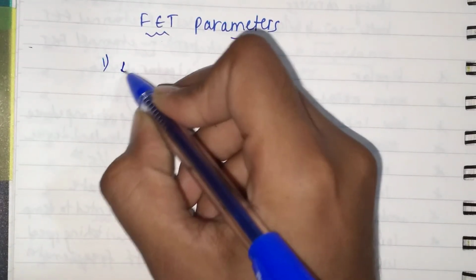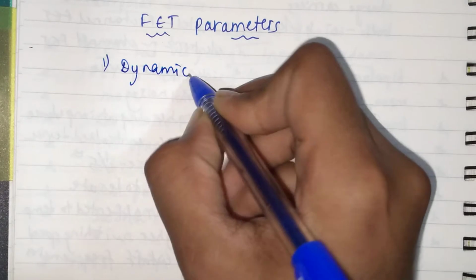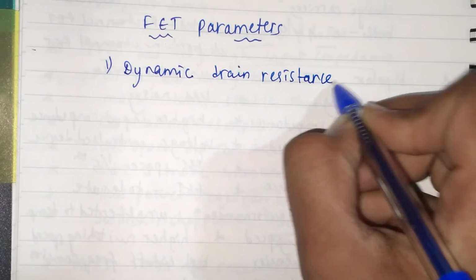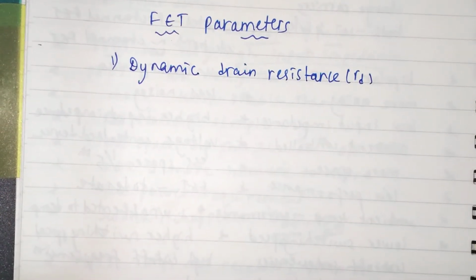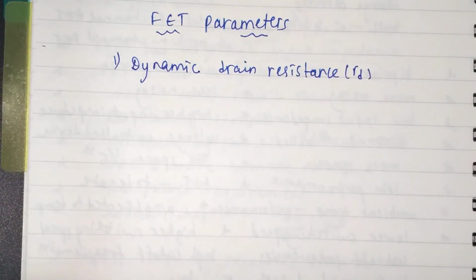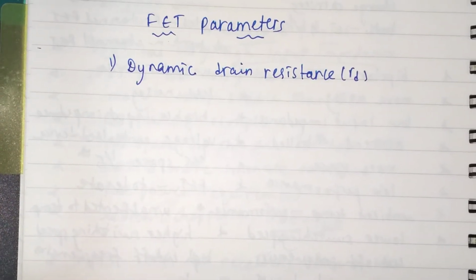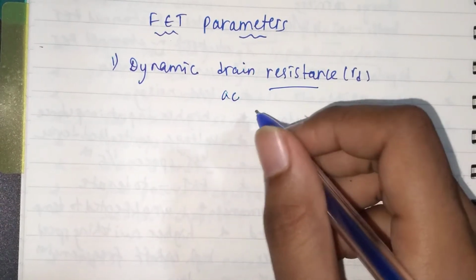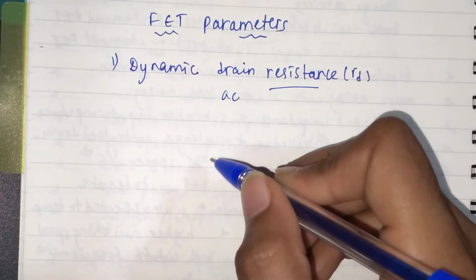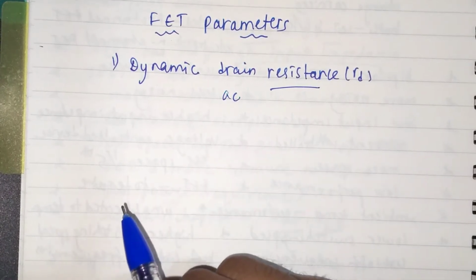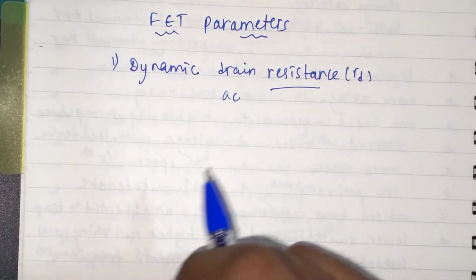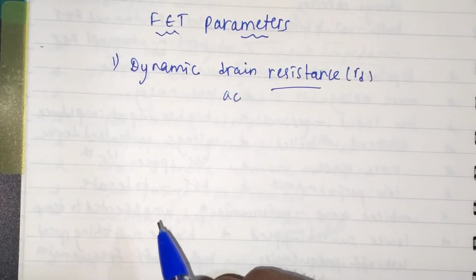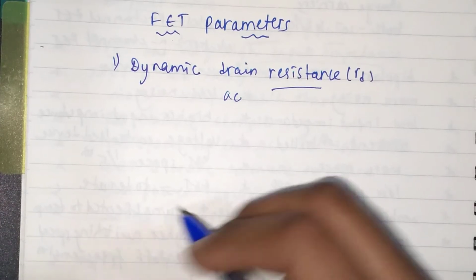First one is the dynamic drain resistance RD. The dynamic resistance of JFET, also known as its AC resistance, is measured around the operating point. It is defined as the ratio of small change in drain to source voltage to the small change in drain current at constant gate to source voltage VGS. Practically, it is obtained from the slope of the drain characteristics curve.